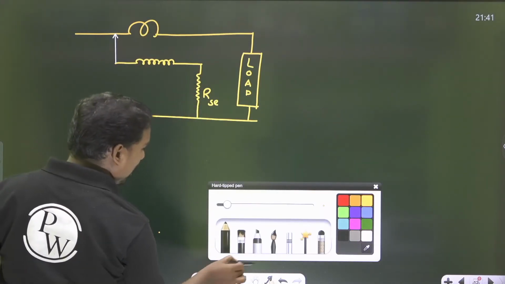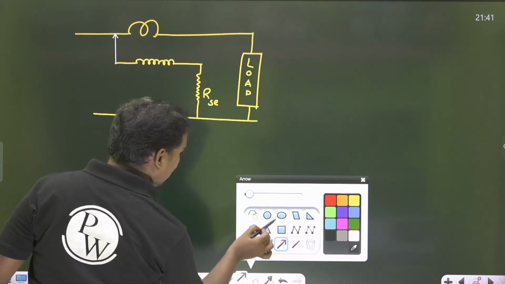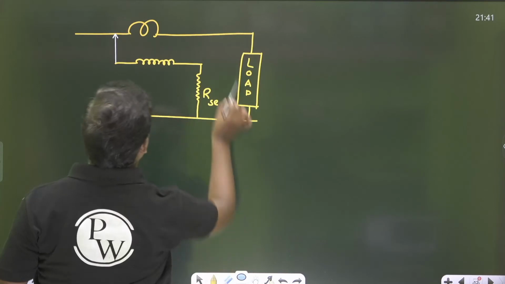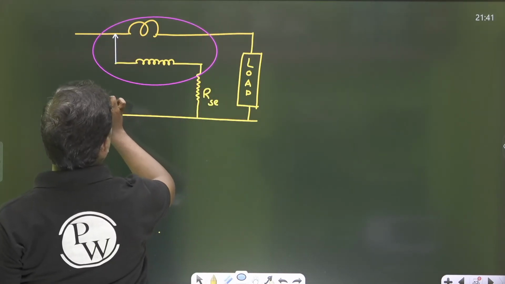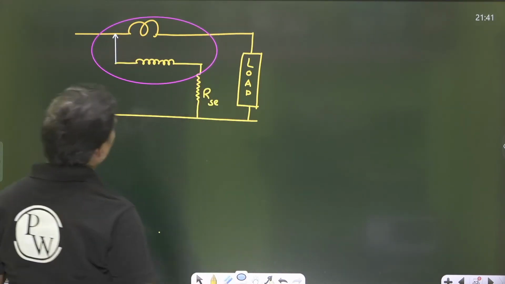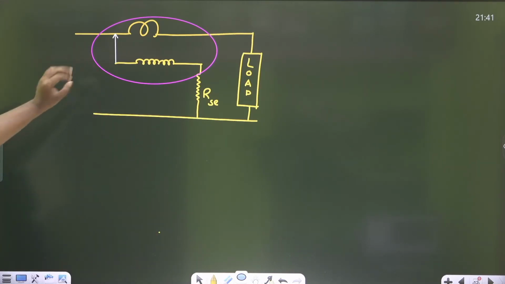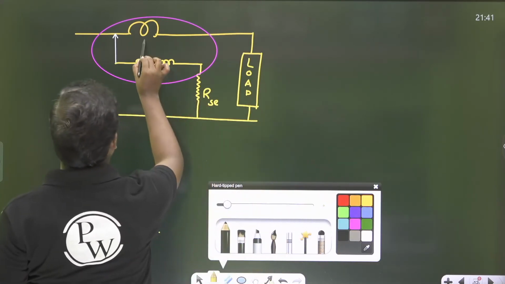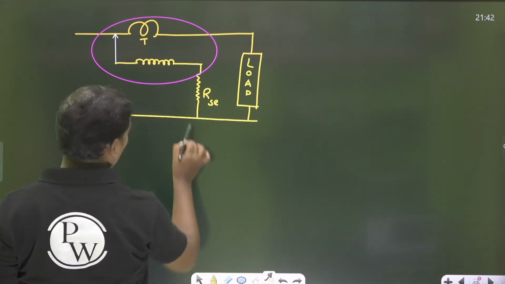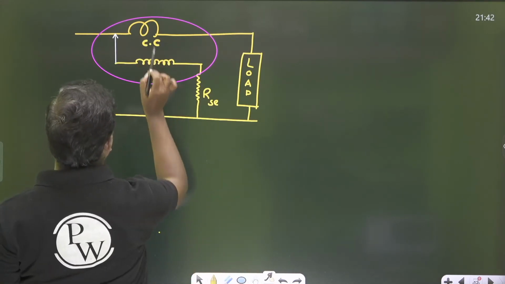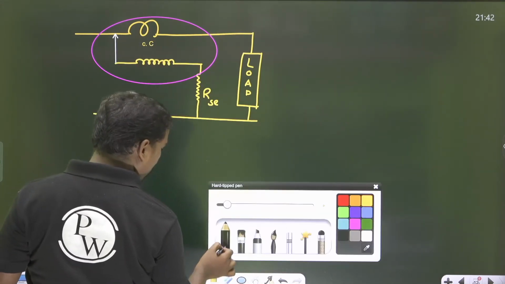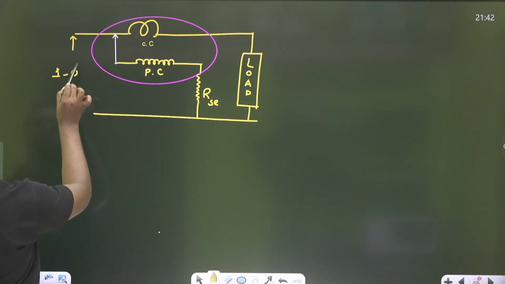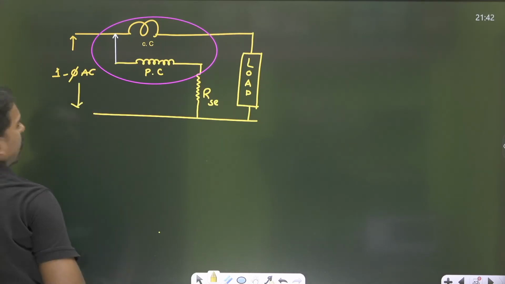Okay. So now this is the best view of the wattmeter. This is our current coil, our potential coil. So this is the AC supply.